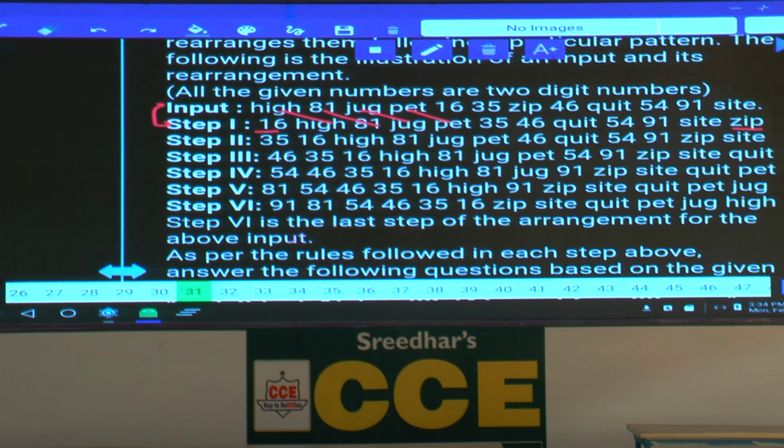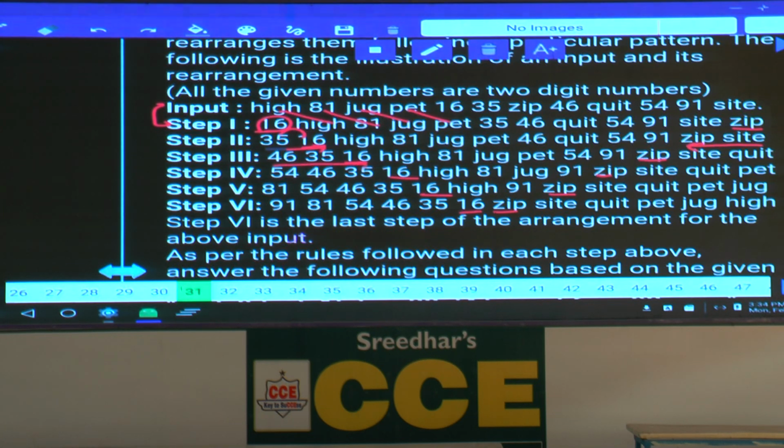Now, in step 1, 16 arranged at the first place. Step 2, 16 shifted to the next place, second place. And step 3, 16 shifted to the third place, fourth place, fifth place and finally 6th place. And in step 1, zip shifted to the 11th place, next 10th place, 9th place, 8th place and 7th place. Then in step 2, after this the next highest number to 16 is 35, arranged here, and 16 will be shifted to the second place. And zip shifted to the next place and the previous word is site, arranged at the last place.